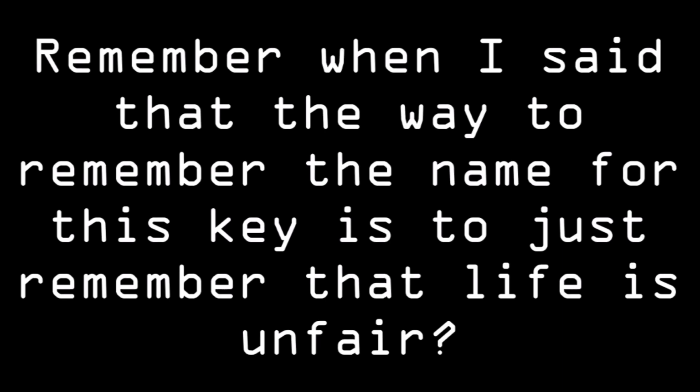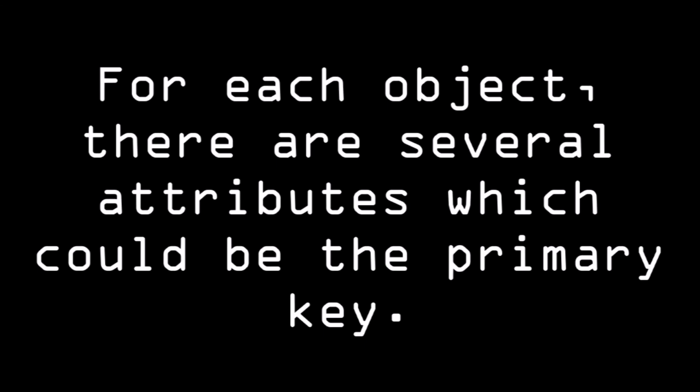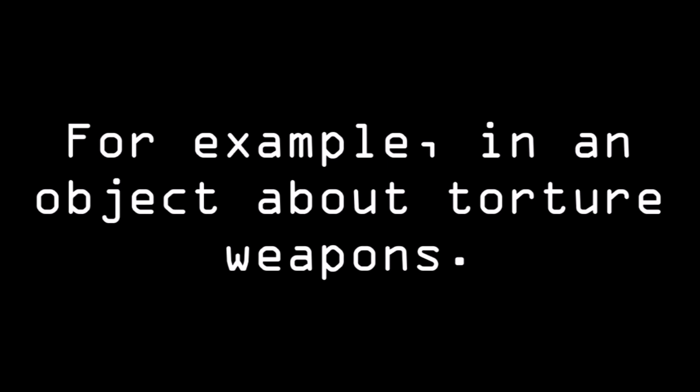Secondary keys. Remember when I said that the way to remember the name for this key is to just remember that life is unfair? Well, besides being completely true, it's also a way to remember how this key works. For each object, there are several attributes that could be the primary key. For example, in an object about torture weapons, there could be several unique attributes. I will use random humans to represent these attributes, because you are not entitled to waste my time thinking of some.